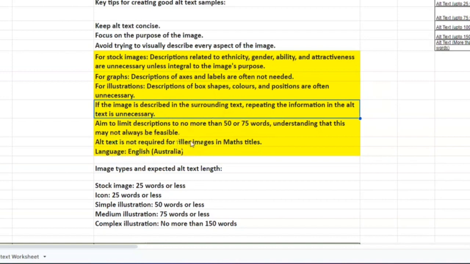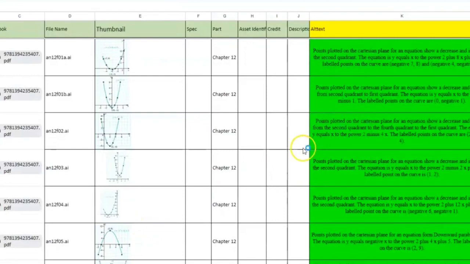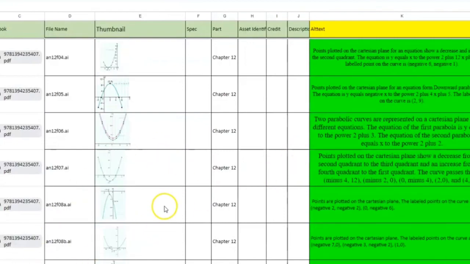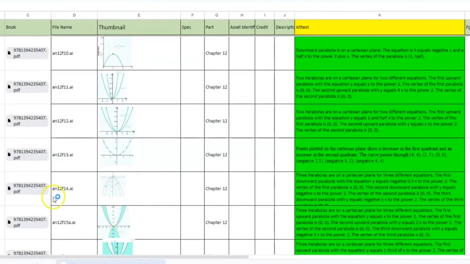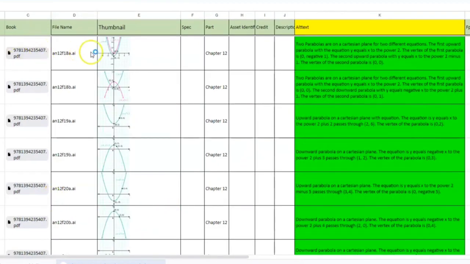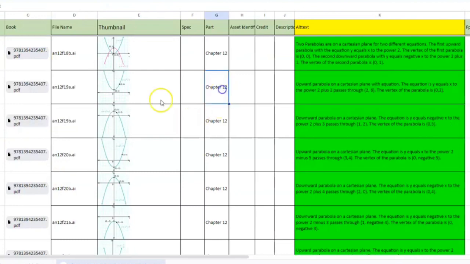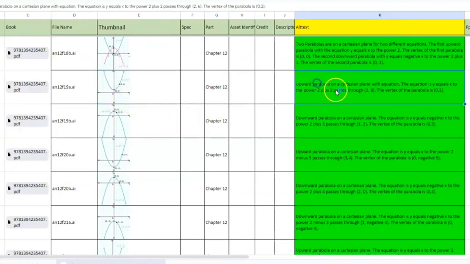Alt text is required for filter images in math titles. So these are the basic guidelines, and when you are working on alt text, there is also a word count, and you receive payment according to the rate card. This is the already created alt text. You will get images, books, PDFs, and here your name will be available. You need to create alt text according to the image and write it here.